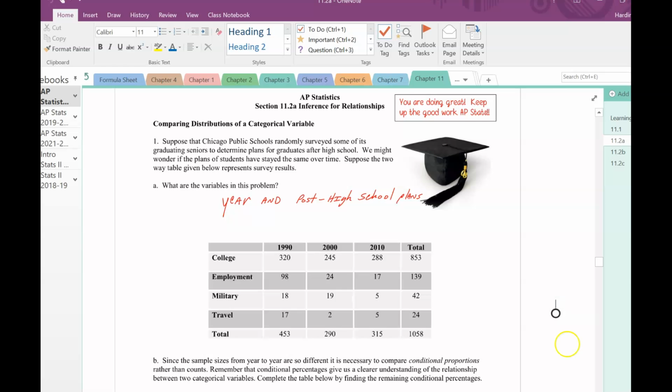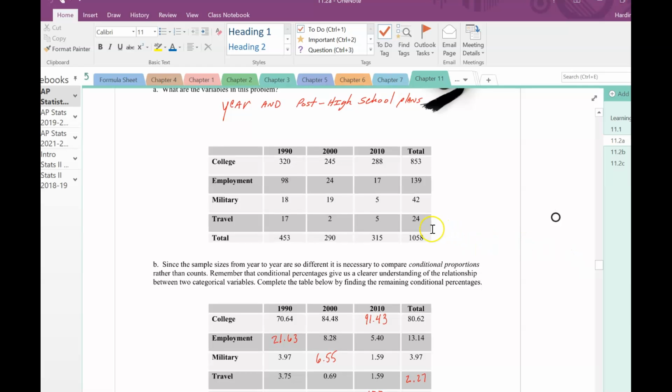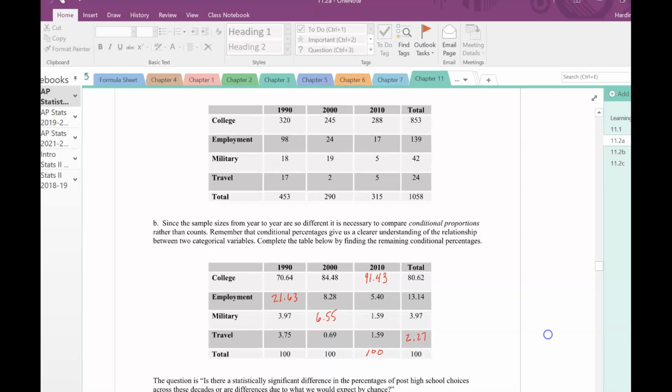There's two different variables. There's the plans for after high school, and then there's the year that they collected the data. 1990, 2000, 2010. And you have all of the totals in there. What we're going to do with this is, because the sample sizes are so different in each of the years, we're actually going to take a look at the conditional proportions rather than the counts. So what you see in this next table is the percentages of each year that had certain plans after high school. So for example, college in 1990, in our counts we saw that that was 320 people out of 453 that were surveyed that year.